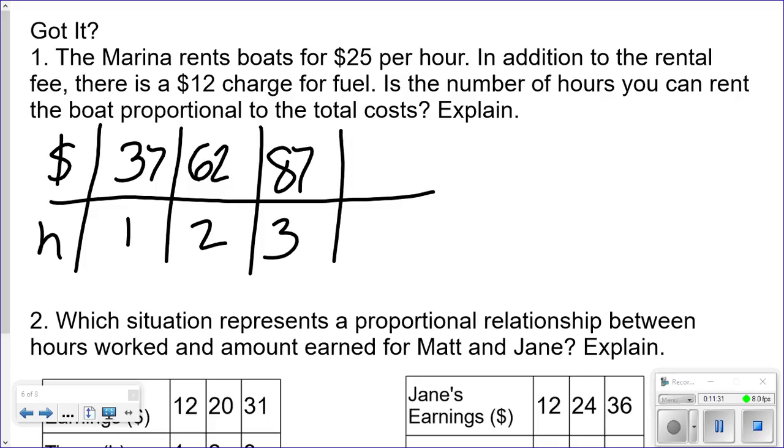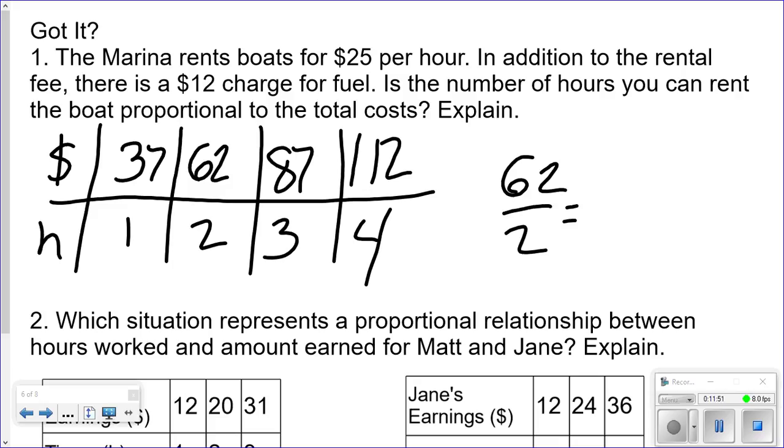We'll do one more just to see. All right, your fourth hour. 25 times 4 is 100, plus that 12 is 112. All right, now we need to find unit rates. We already have a unit rate of $37 for 1 hour. If we were to look at our next rate, which is 62 over 2, if you divide by 2, you get $31 for 1 hour. We can stop there. You should already see that 37 over 1 does not equal 31 over 1. Therefore, this is non-proportional. The reason why it's non-proportional is because they do not have the same unit rate.